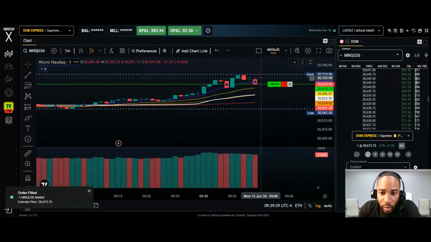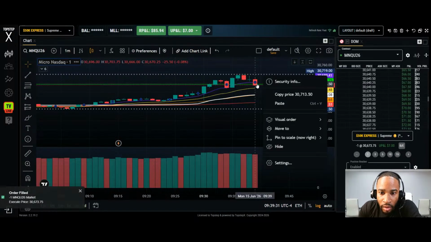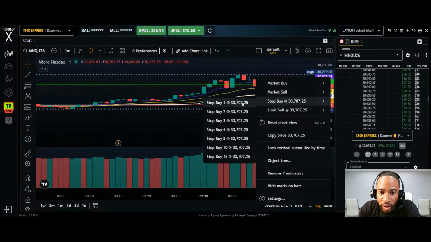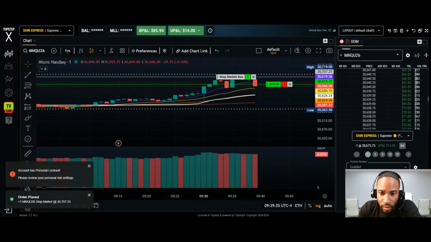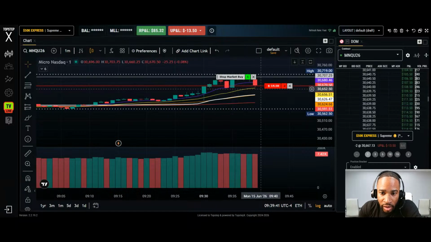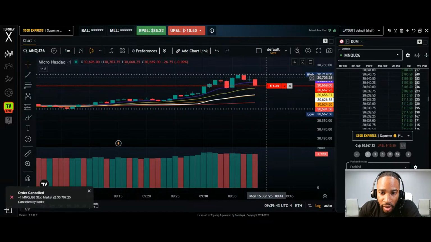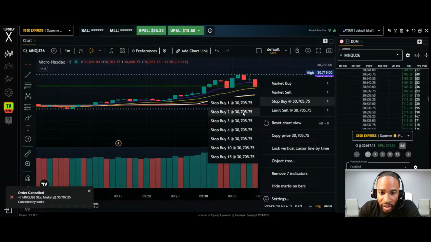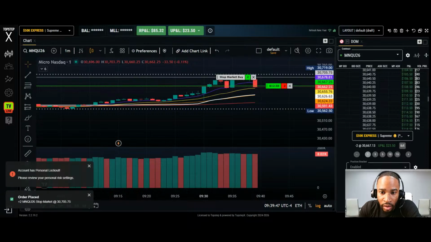Order filled. Let me buy one more contract right here. Holding one contract at the moment. All right, come on, keep going. All right, I'm gonna add one more right here. Order filled. I'm short. Hopefully your boy don't get faked out. I am short at the moment. Let me add my stop loss to protect my earnings.